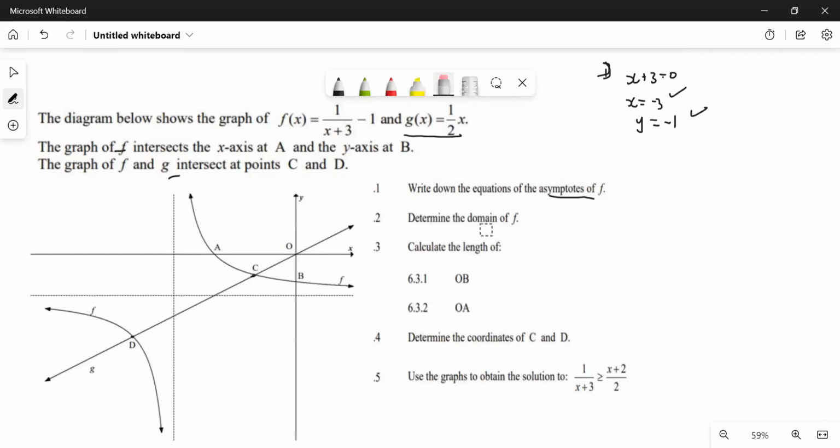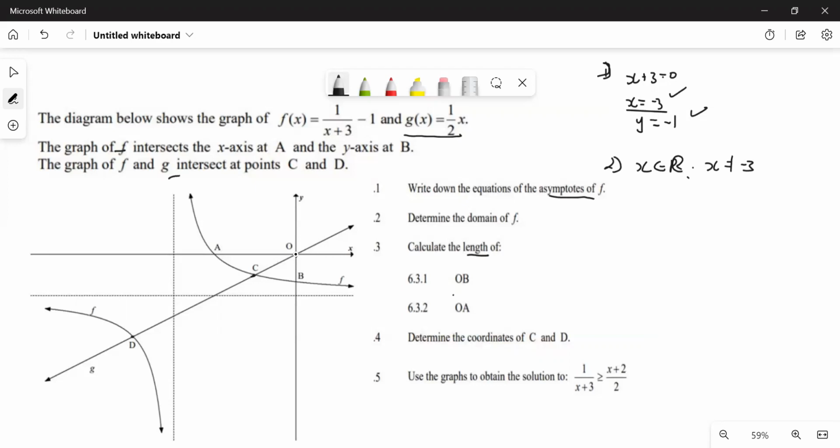And then they say determine the domain of f. Now we know something about the domain again. What is going to be the domain? Domain is going to be everything except this thing again. So we're going to say number 2, x is an element of all the real numbers, but x cannot be minus 3. And you see this one assists you because you already got it from the equation of the asymptote.